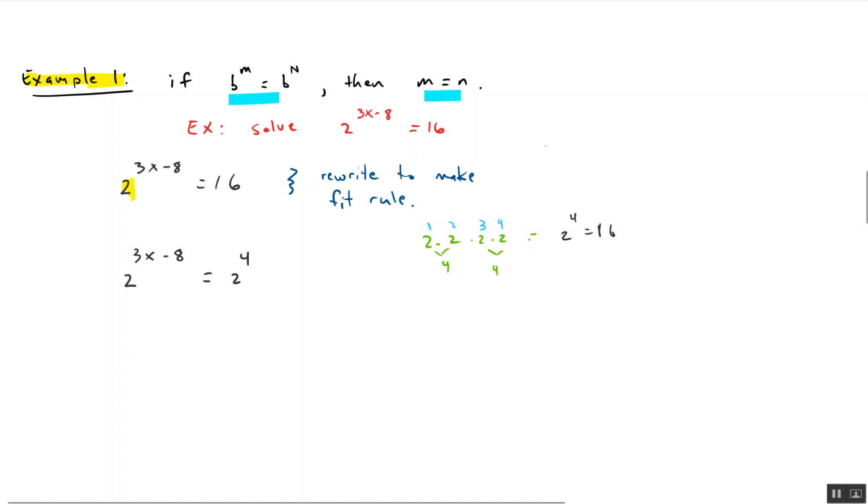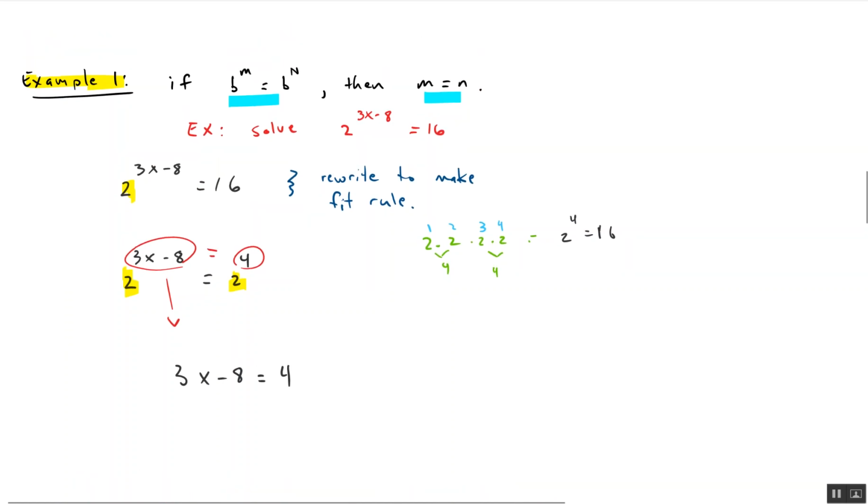Now you can see, hey, check that out. We've got 2 exponentials that equal each other. They both have the same base, which is 2. So what does that mean? Well, according to our rule, that means their exponents must be equal, which is awesome. So we can set them equal to each other. So 3x minus 8 must equal 4.